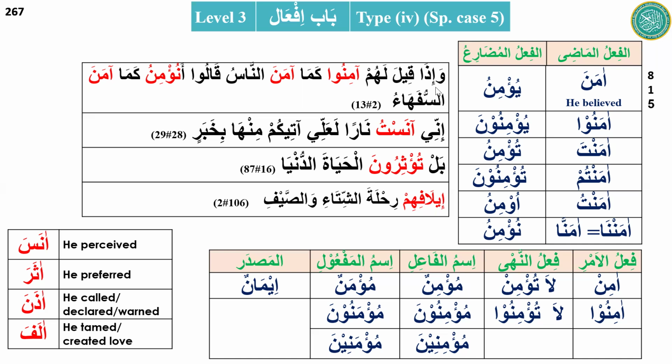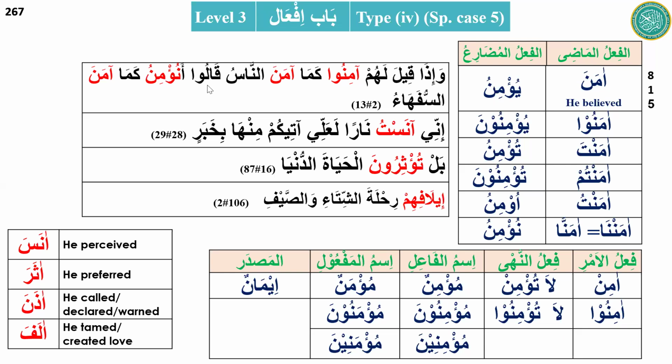Okay, combine the translation. And when it is said to them, you all believe as the people believed. Again, combined translation from here to here: and when it is said to them, you all believe as the people believed. Okay, now the next part.